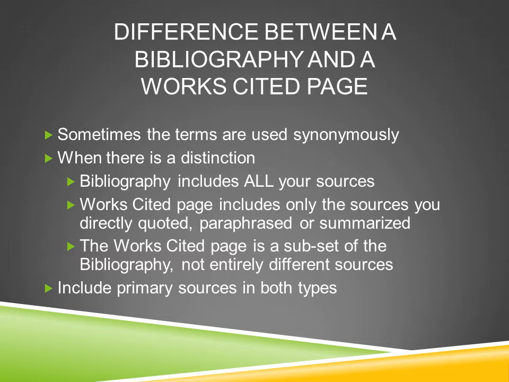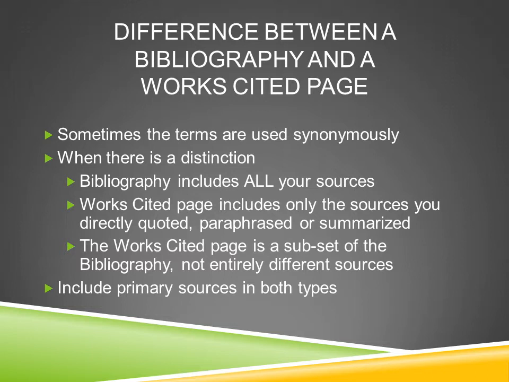Does that make sense? Now, the works cited page includes only the sources you directly quoted, paraphrased, or summarized. That means you use them directly in your paper some way. So, the works cited page is not something completely different from your bibliography. It's a subset of the bibliography. So you might even be able to copy and paste the sources that are on your works cited page into your bibliography. For example, let's say your bibliography has 8 sources. Your works cited page might have 3 of those 8 sources also included. You should also include primary sources in both types of references. In other words, in your bibliography and your works cited page.